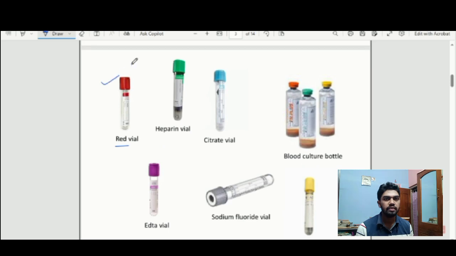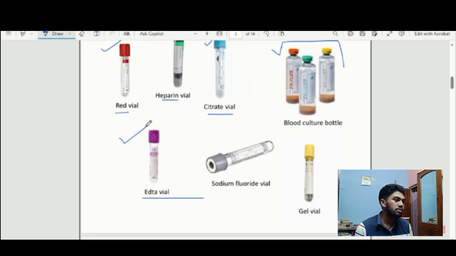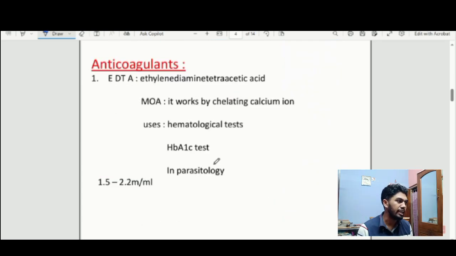How will you identify those vials? There are specific colors for every vial. Red vial, as the name suggests, is red. Heparin vial is green. Citrate vial, and blood culture bottle has different types of colors. Here yellow color is for pediatric patients and this orange color is for anaerobic. This EDTA vial is lavender, sodium chloride vial is grey, and gel vial is yellow. So next is anticoagulants.